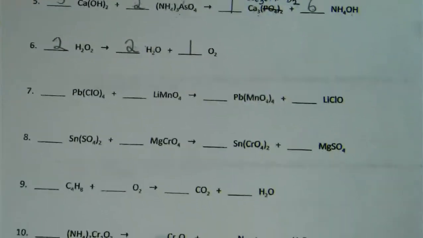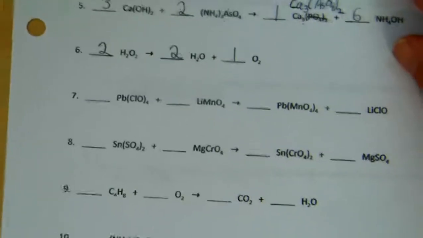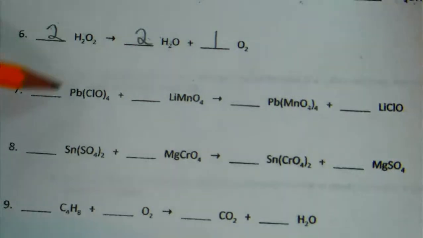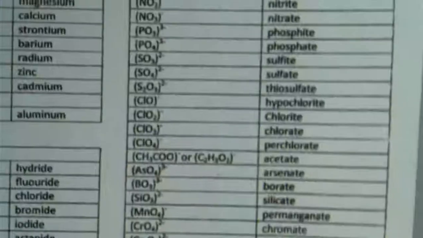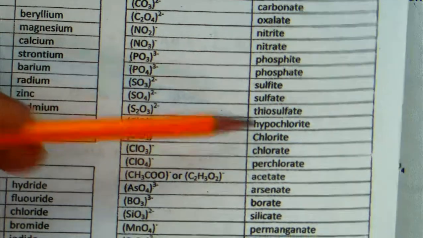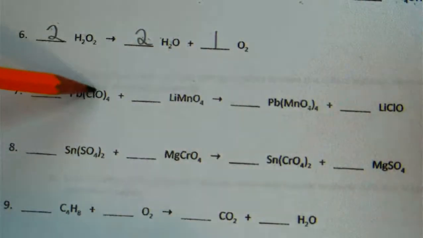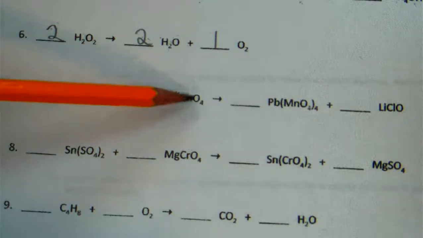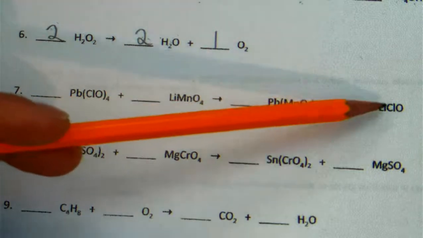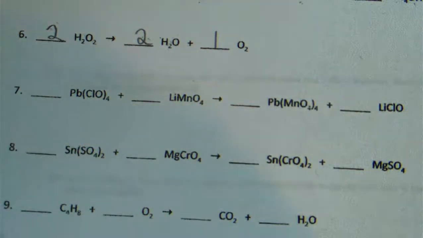Number 7. Suppose I could zoom in ever so slightly. Says lead IV chloride. Was that what ClO was? No, ClO was hypochlorite. Nice. So lead IV hypochlorite and lithium permanganate combine to form lead IV permanganate and lithium hypochlorite. I classify this as a double displacement reaction.